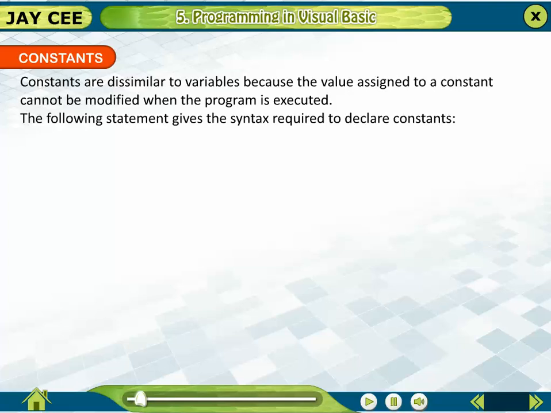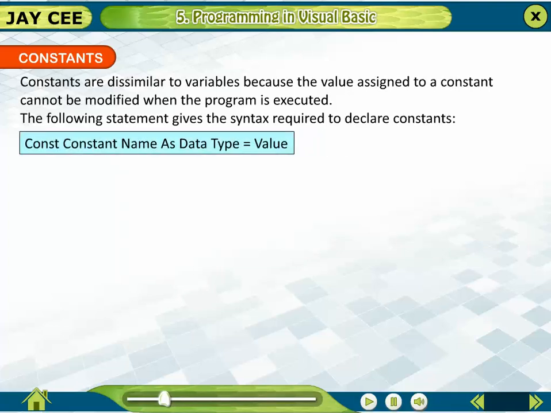Constants. Constants are dissimilar to variables because the value assigned to a constant cannot be modified when the program is executed. The following statement gives the syntax required to declare constants. Const name As data type = value. Example: Const num As Integer = 13. Const pi As Single = 3.142.